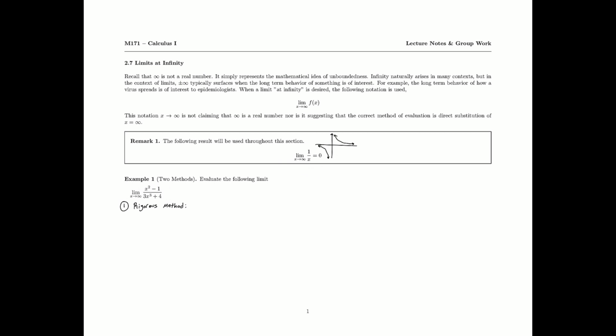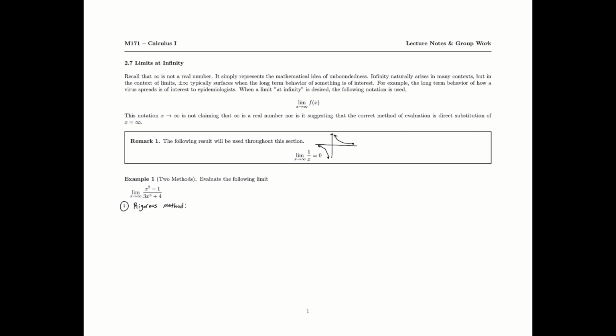And if you've ever seen the graph of 1 over x, that checks out. As we go very far to the right, this approaches the x-axis, and it approaches 0. 1 over x is actually never equal to 0, but the larger x gets, the closer that gets to 0. So we're going to use this fact.